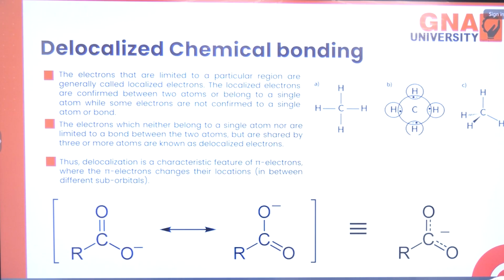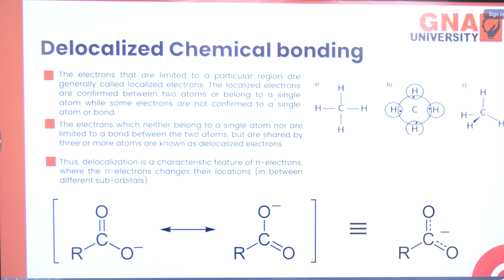These electrons neither belong to a single atom nor are limited to a bond between two atoms, but are shared by three or more atoms. We can take an example of methane, CH4. It has 4 sigma bonds. Each covalent bond is made up of 2 electrons, so these sigma electrons are confined between carbon and hydrogen. So these electrons are localized electrons.